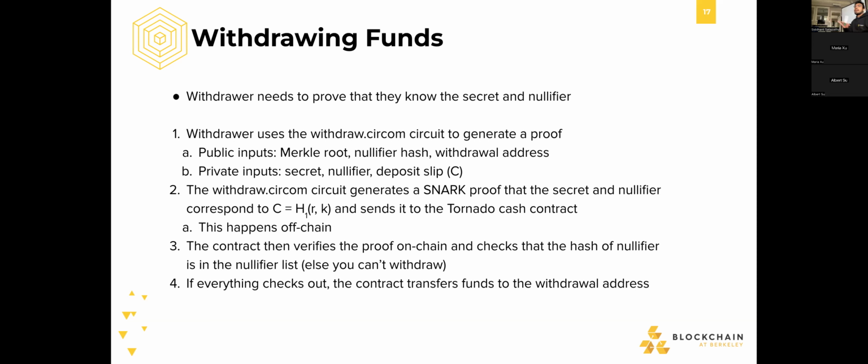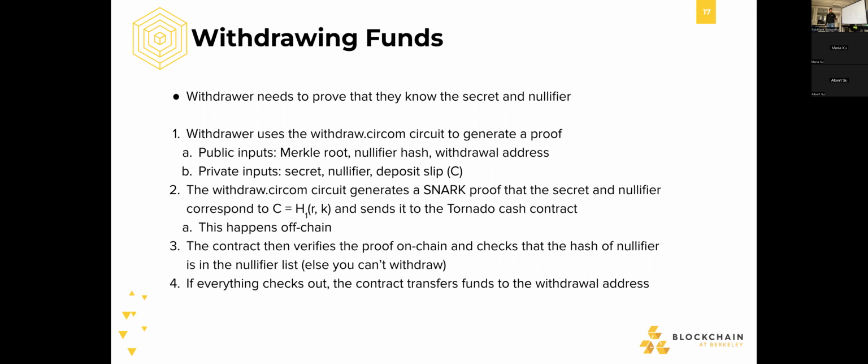And we're just gonna black box the snark generation for right now. But essentially the withdraw circuit generates a snark proof that this secret and nullifier correspond to this value of C. So essentially what the withdraw does is I'm just gonna say snark, RK implies C. So this is sort of a validity proof that's generated by the withdraw.circom circuit. And the withdraw sends the snark proof to the contract.